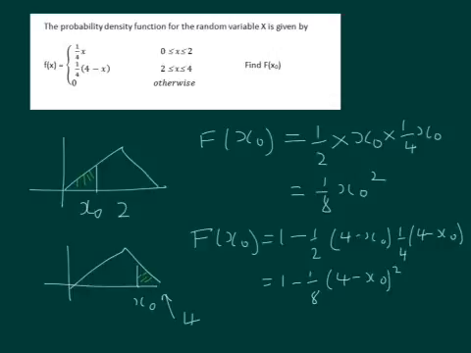So in case it's not entirely clear, this part here is when x naught is between 0 and 2, and this part is when x naught is between 2 and 4. So let's put this all together on the next slide.